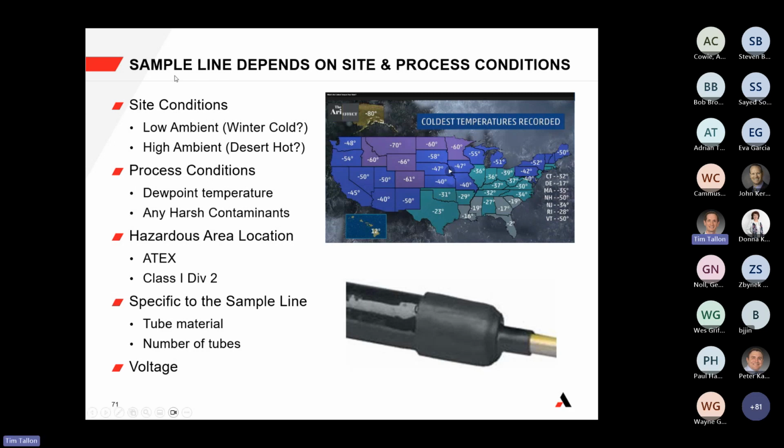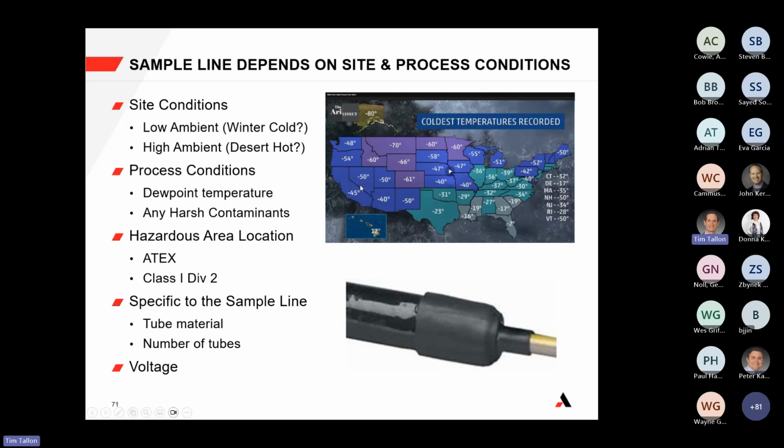So if we just go into the heated sample line and think about what goes into it, we've got to think about the ambient conditions. We've got to think about the process conditions. We've got to think about what the coldest temperature could be in the area, how much you want to hedge against the temperatures around the world. This is just one example from the United States, but you can see that depending on what state you're in, the coldest temperature recorded could be significantly different. So just something to think about there. I don't know if you want to comment on that, Joe.